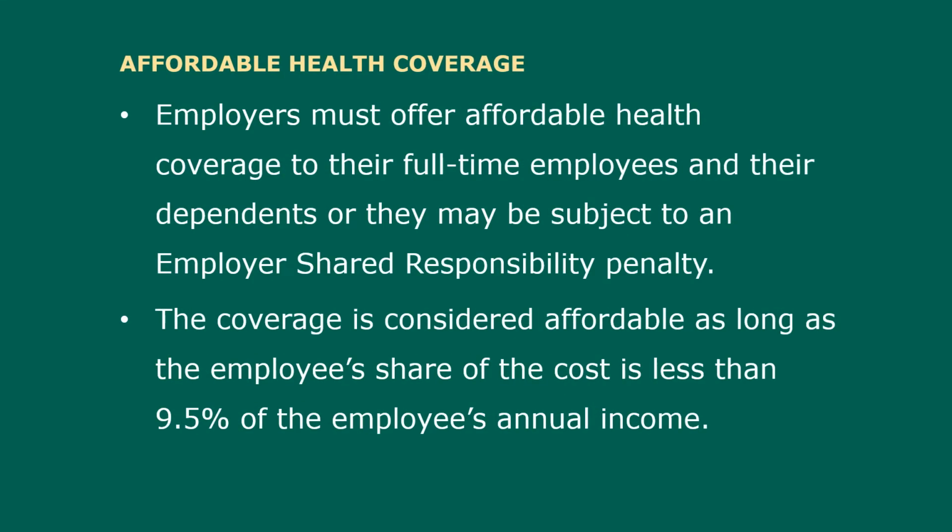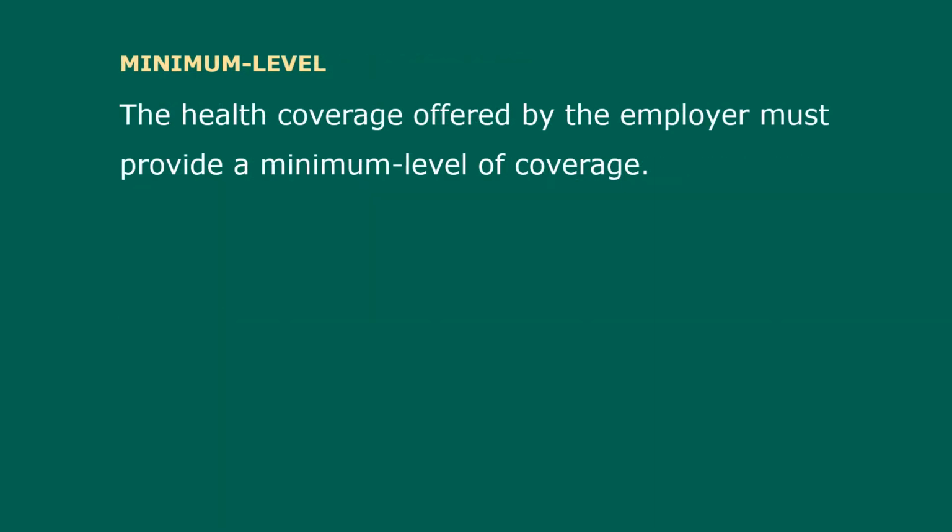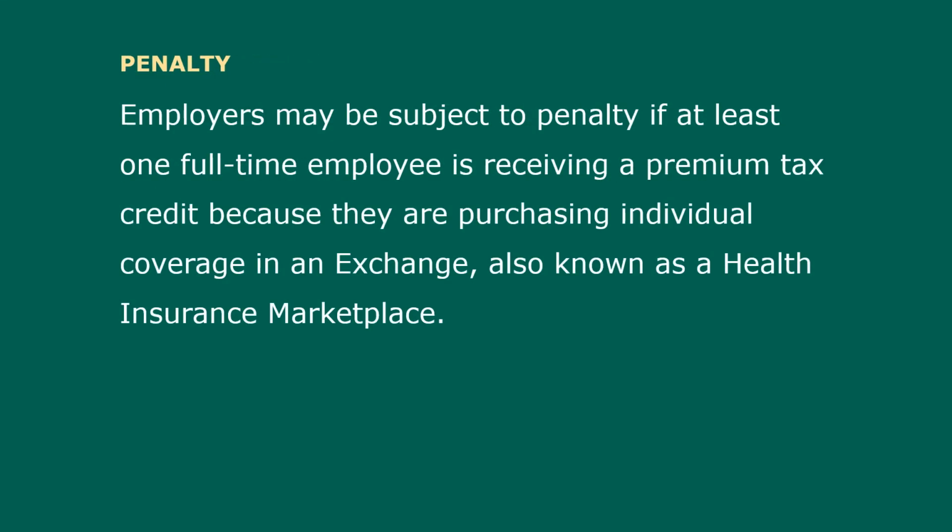Employers must offer affordable health care coverage to their full-time employees and their dependents, or they may be subject to an employer shared responsibility penalty. The coverage is considered affordable as long as the employee share of the cost is less than 9.5% of the employee's annual household income. The health coverage offered by the employer must provide a minimum level of coverage. Employers may be subject to penalty if at least one full-time employee is receiving a premium tax credit because they're purchasing individual coverage in an exchange, also known as a health insurance marketplace.